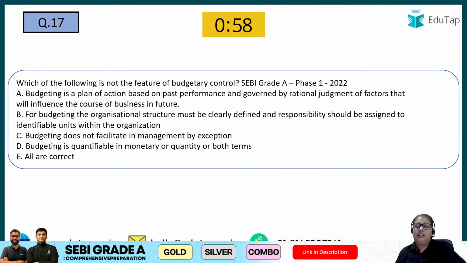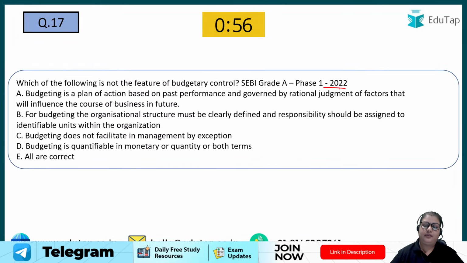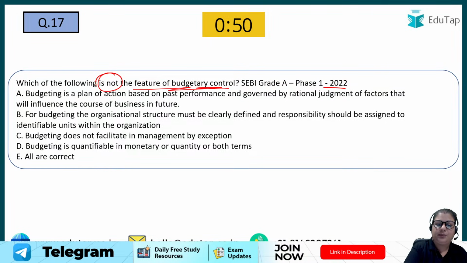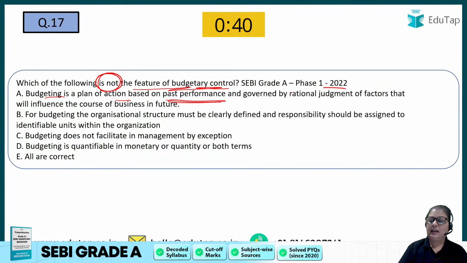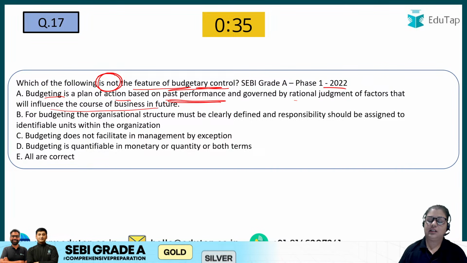Question number 17, again we have taken it from the previous year question. Which of the following is not a feature of budgetary control? Again, please keep in mind the word not here. Okay, so the first is budgeting is a plan of action based on past performance and governed by rational judgment of factors that will influence the course of business in future.